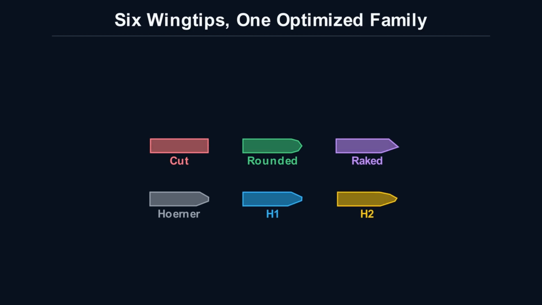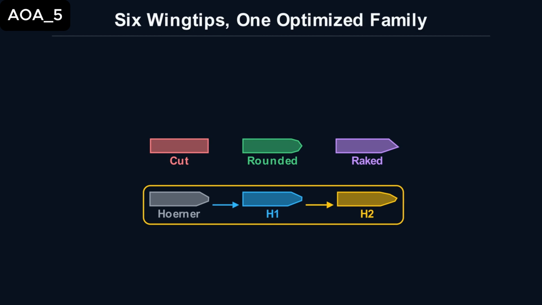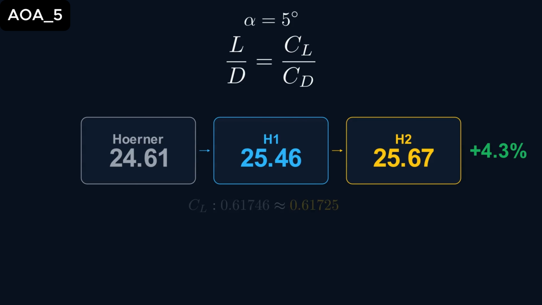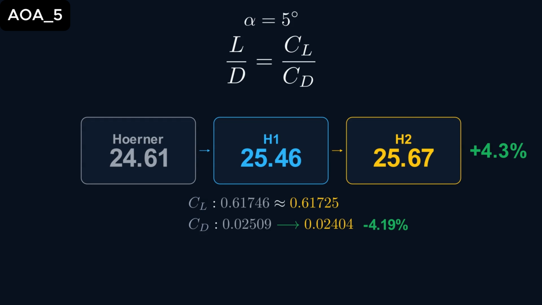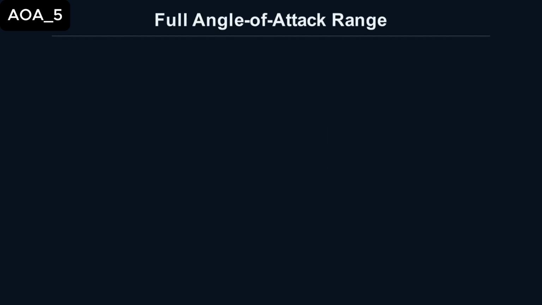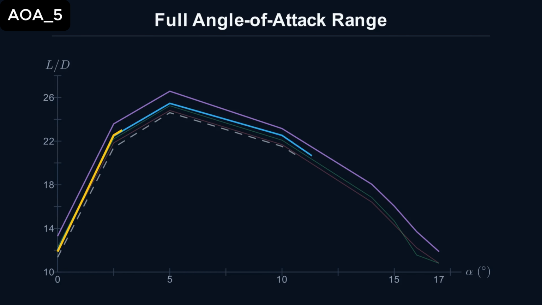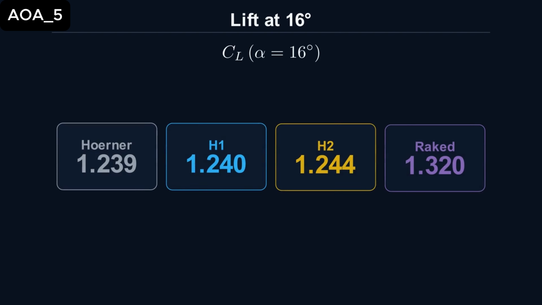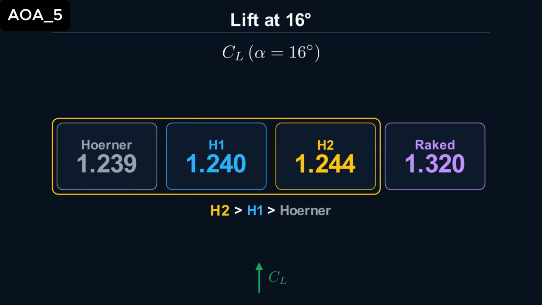Under 5 degrees angle of attack conditions, the H2 model's lift-to-drag ratio reached 25.67, an increase of about 4.3% over the baseline Hoerner, 24.61. More importantly, this improvement was not at the cost of lift. Its lift coefficient was about 0.617, basically on par with the baseline configuration. This powerfully proves that this optimization successfully achieved pure drag reduction, rather than sacrificing lift to make the data look good.